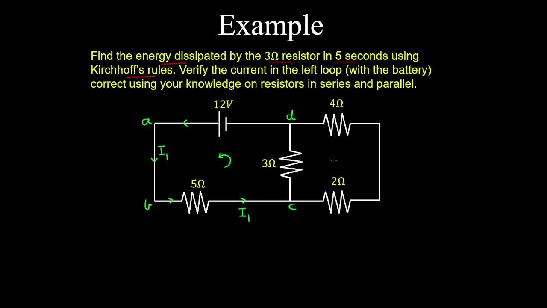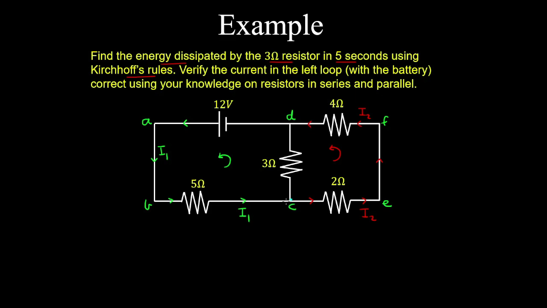And in the second loop, we'll go anti-clockwise, consistently with the first loop, and label the current in the second loop as I2. So this loop will be C, E, F, D, and back to C.